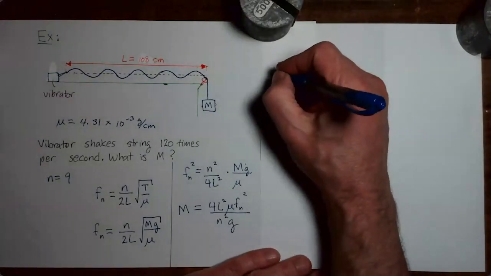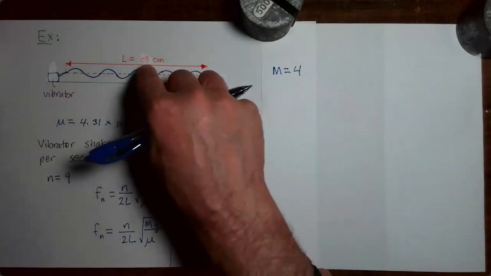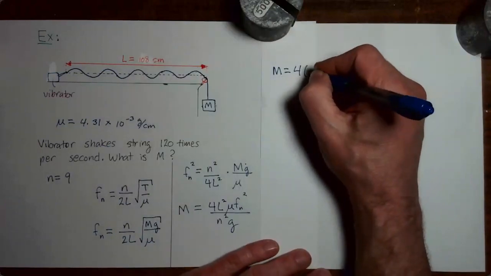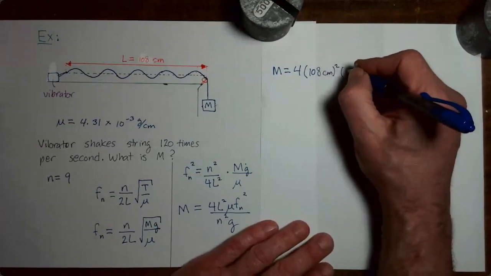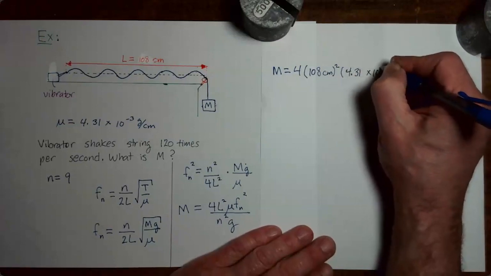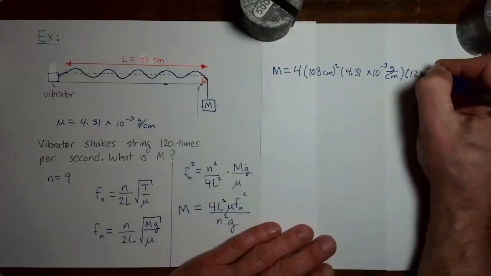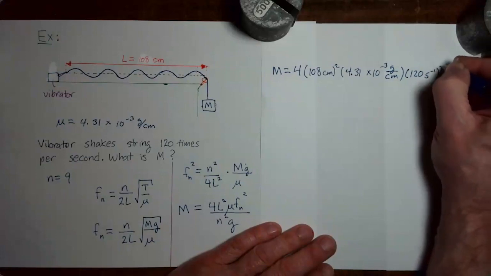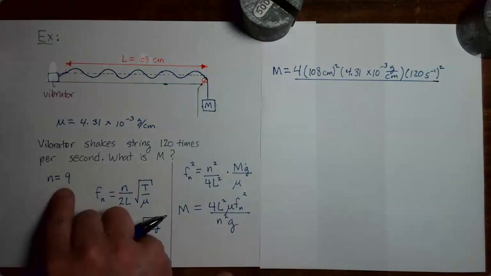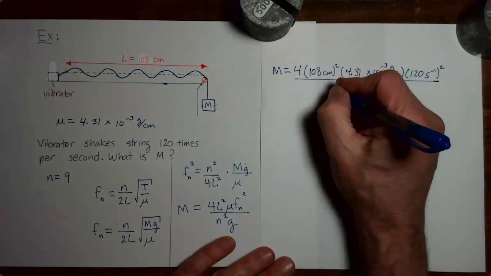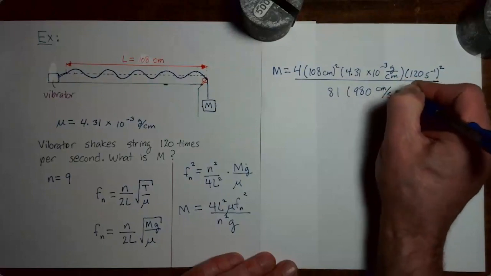Now let's make our substitutions. First, we have the number 4. Let's put in the length. I'm working in CGS, so I'm putting in the length as 108 centimeters, squared. Linear mass density, 4.31 times 10 to the minus 3 grams per centimeter. Then the frequency is 120 cycles per second, so I'm putting in 120 seconds to the minus 1, squared. n is the number of bumps. In this problem, we have n equals 9, so n squared would be 81. And then g is 980 centimeters per second squared.